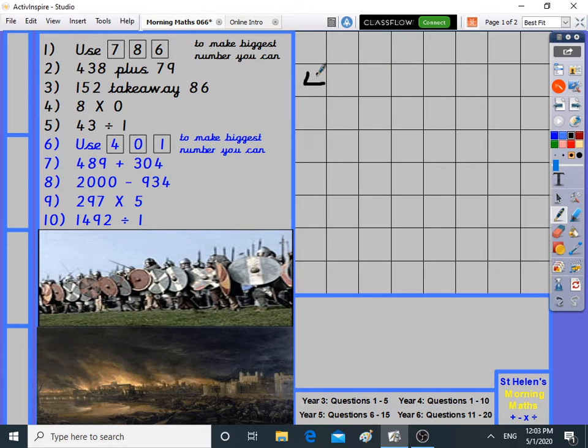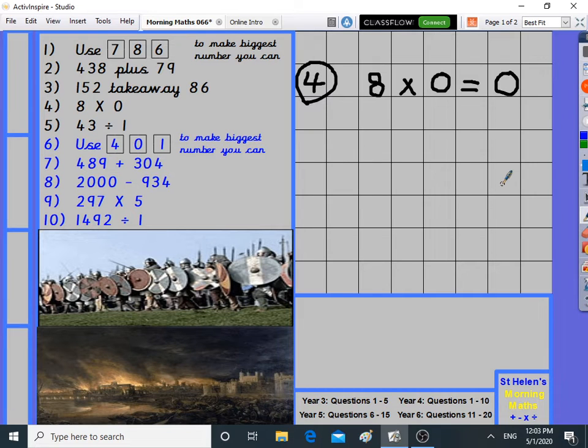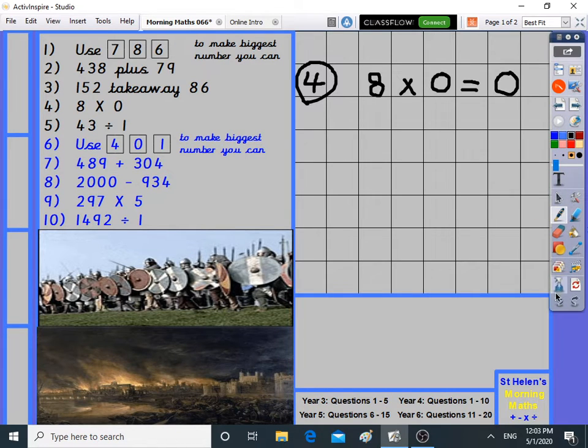This is where I'm going to start my history timeline. The first time I've done a question like this, where you multiply something by 0, 8 times 0 is just 0. Because anything times nothing is going to be nothing. So 8 times 0 equals 0. That was pretty easy for number 4. If you've got no 8s, you've got nothing. And we go on to number 5.